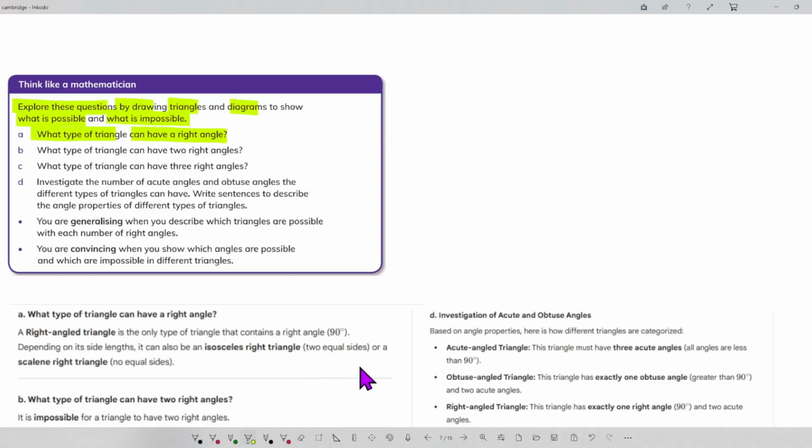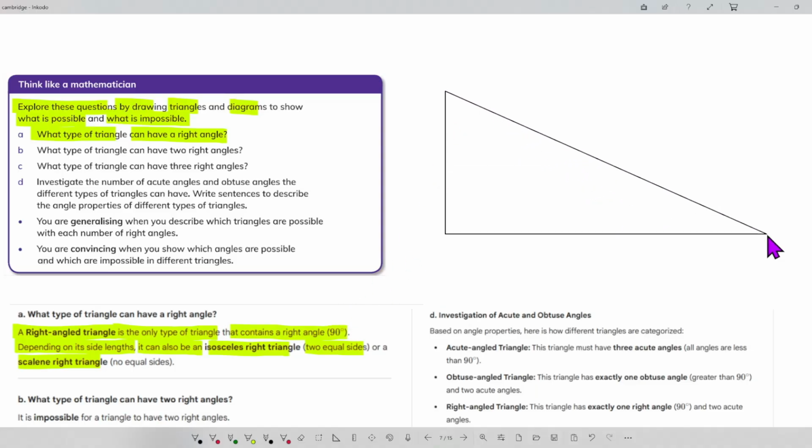So first look, a right angle triangle is the only type of triangle that contains a right angle. It means 90 degree, depending on its side's length. It also can be an isosceles right angle triangle, which means two equal sides, or a scalene right angle triangle, no equal sides. Okay, how? Look, we can draw this one like this way.